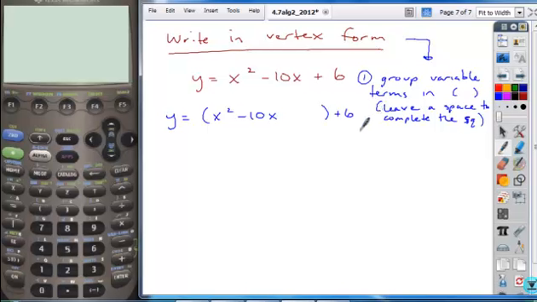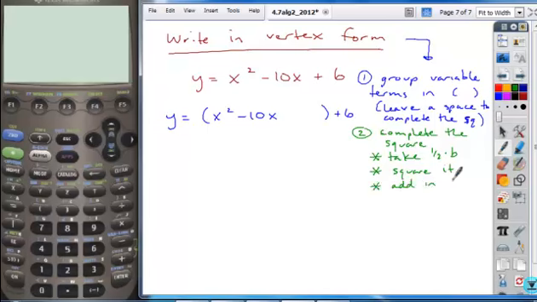The next step is completing the square. Once again, here's what completing the square involves. It involves taking 1/2 of b, and then squaring that, and then adding it inside the parentheses, and undoing it, so you subtract it outside the parentheses.